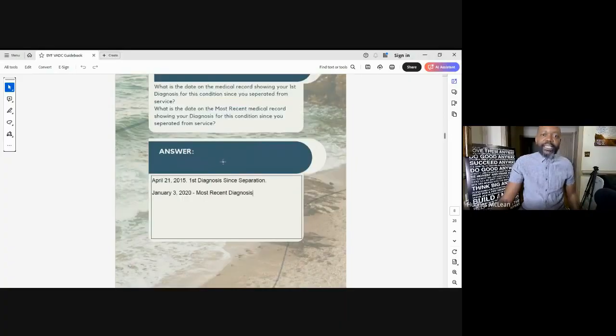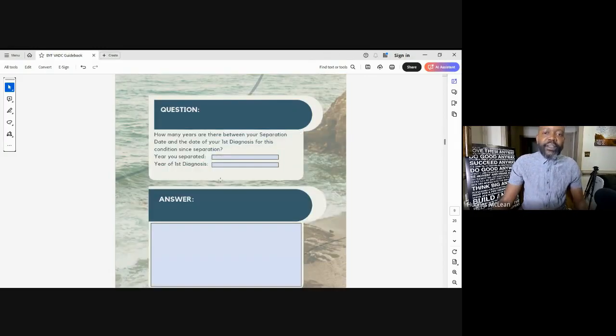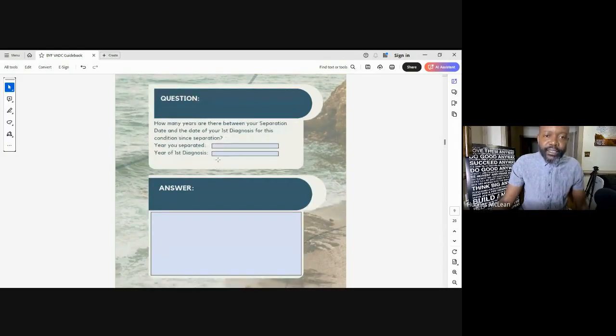So first diagnosis since separation was 2015. Most recent is January 2020. How many years are there between your separation date and the date of your first diagnosis for this condition since separation? Year you separated, 1995. Year of first diagnosis, 2015. 20 years.